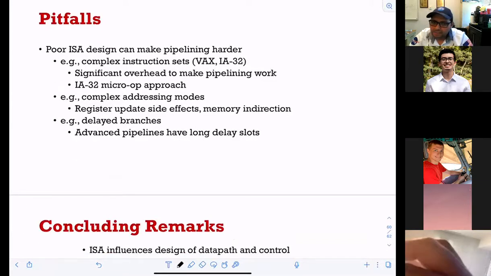Hennessy and Patterson in their books, normally they make this pitfalls slide, which is basically telling you poor instruction set architecture, which stands for ISA design, can make pipelining harder. Is this a correct statement? That's basically what they're talking about. An example for this is something called IX and VX, very complex instructions we haven't talked about, as we are just at the 80-80 steps of learning architecture. That's why we took RISC.